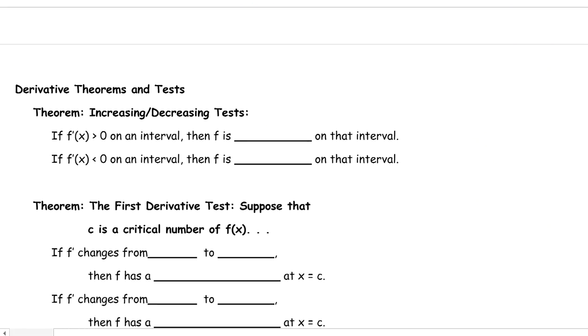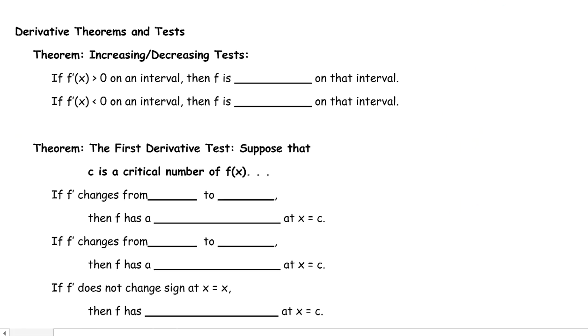All right, back to some more note-taking. So we've learned all of these ideas. I just wanted to highlight the fact that these are officially calculus theorems that you are responsible for now. You've discovered most of them on your own. So the increasing, decreasing tests: if f prime is greater than 0 on an interval, then f is increasing on that interval. And if f prime is less than 0, then f is decreasing.